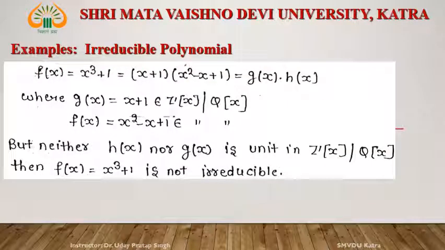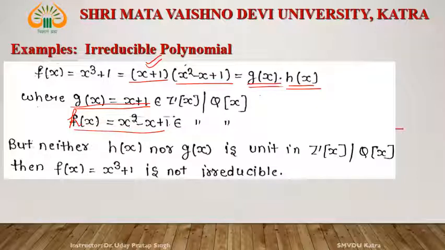See, f(x) is equal to x cube plus 1. It is (x plus 1)(x square minus x plus 1), g(x) into h(x). What is g(x)? g(x) is x plus 1. And h(x) is x square minus x plus 1. But neither g(x) is a unit, nor h(x) is a unit. If these two g(x) and h(x) are not units, what is f(x)? f(x) is a non-zero, non-unit polynomial.